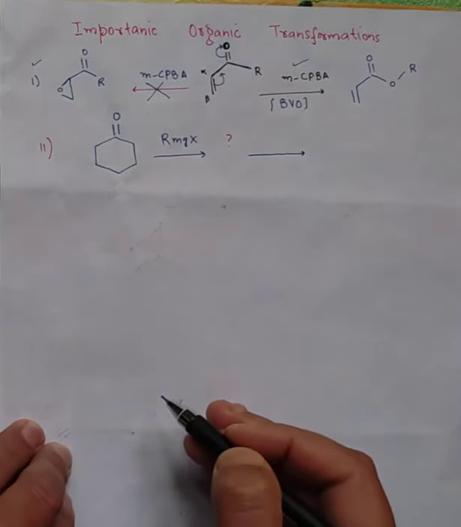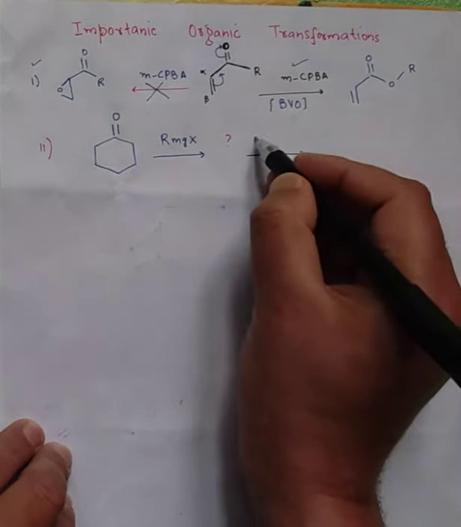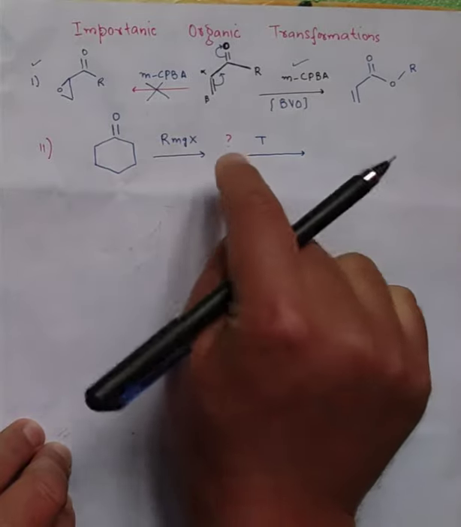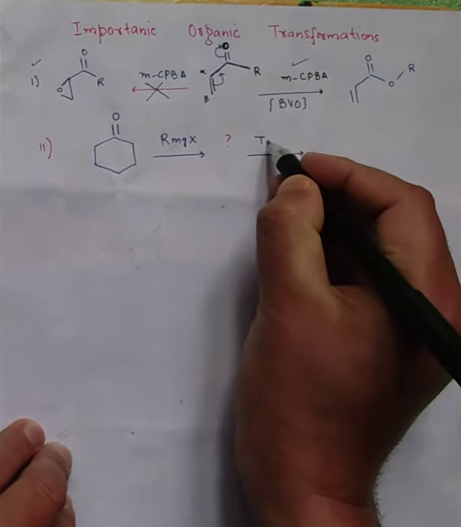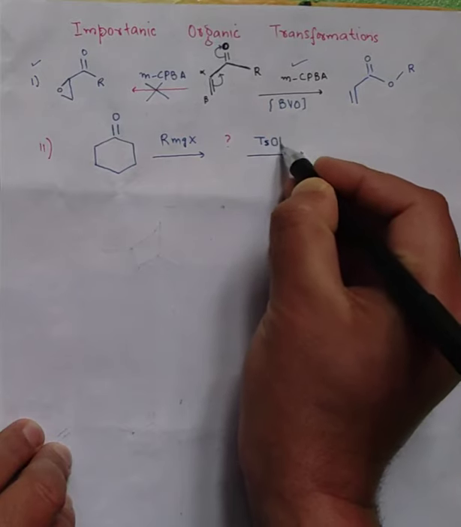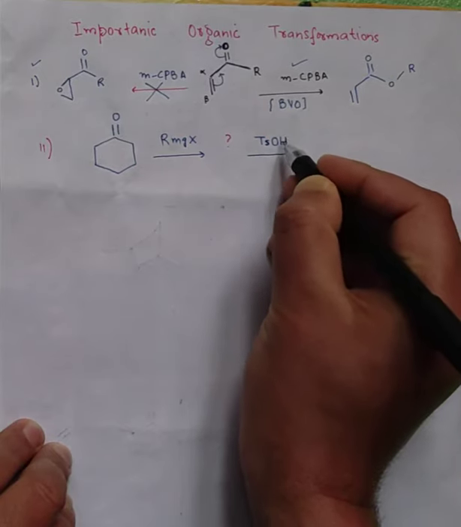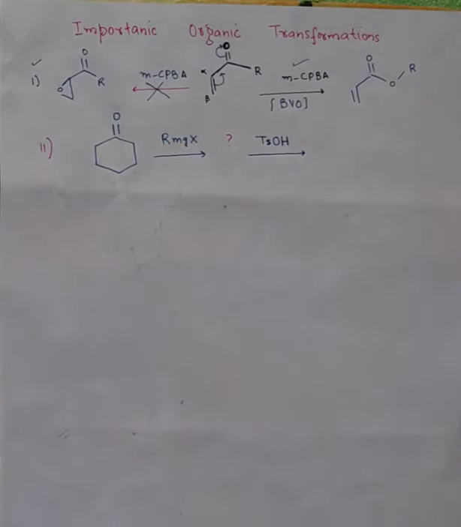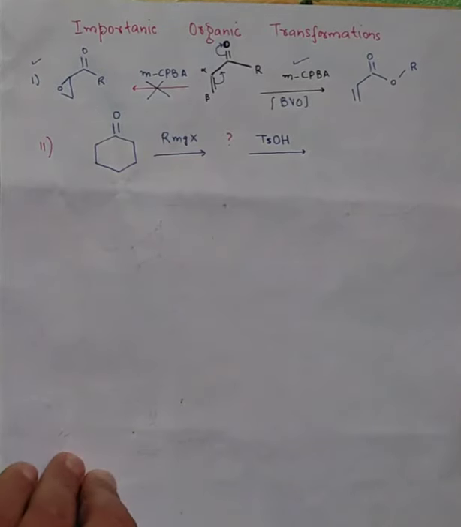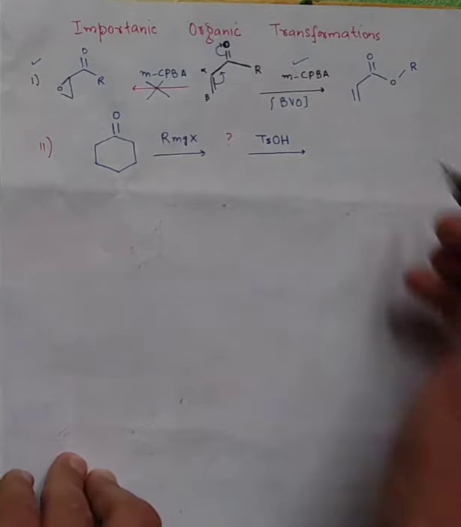It says that you treat the product we get here with TsOH, which is the tosyl group. It's para-toluene sulfonic acid basically. Normally it is tosyl chloride, but in this case it's not Cl, it's OH-based tosyl. So what is the product formed here?